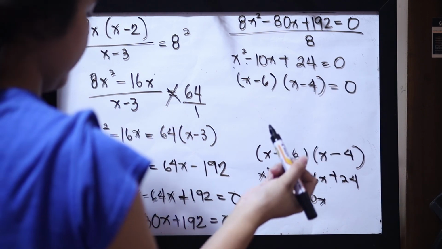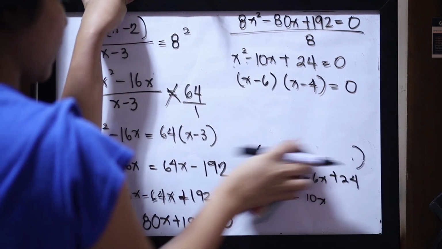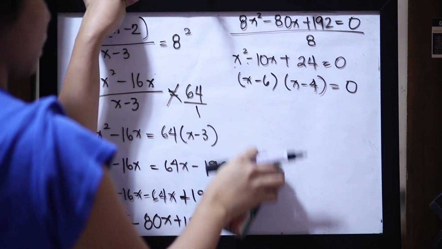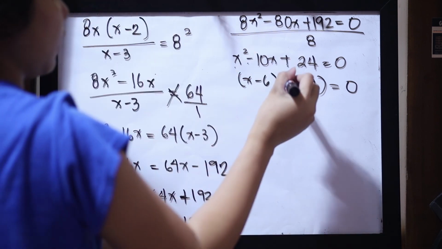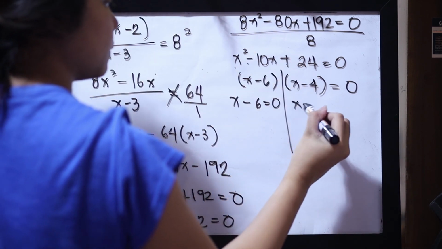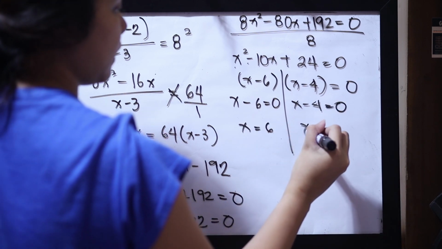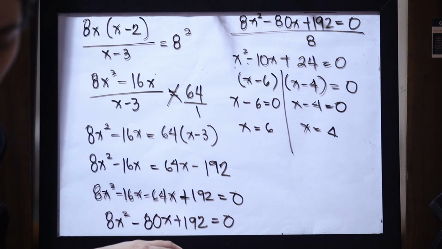And then, to get the values of x, pwede nating i-separate yung dalawang factors, then equate it to 0. Then, meron na tayong values of x as 6 and as 4. Ganun lang.